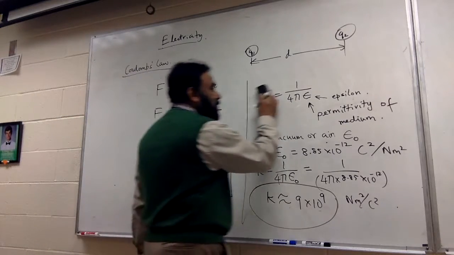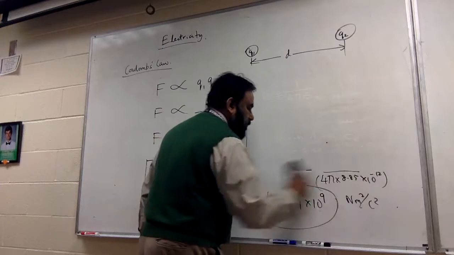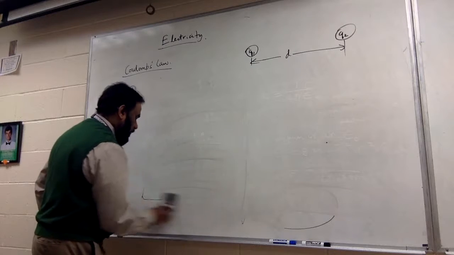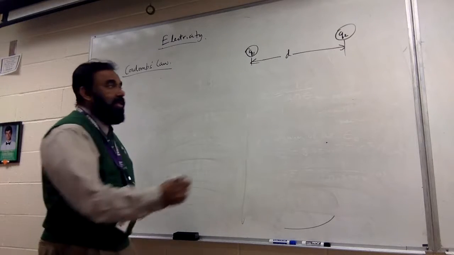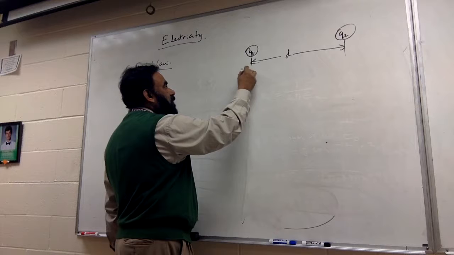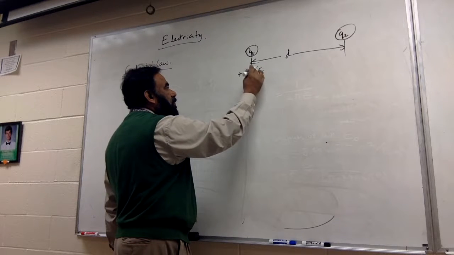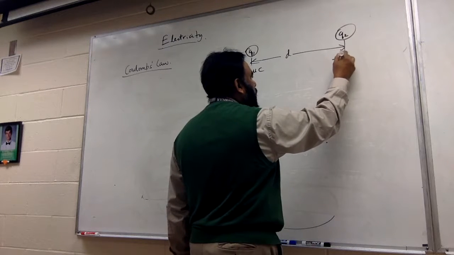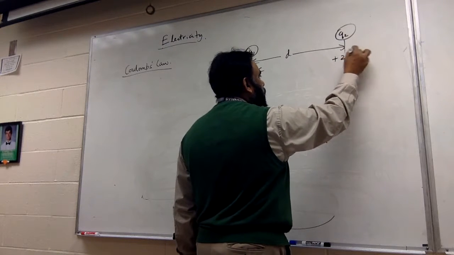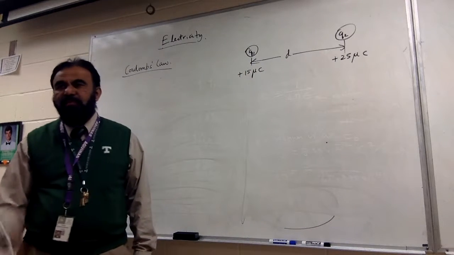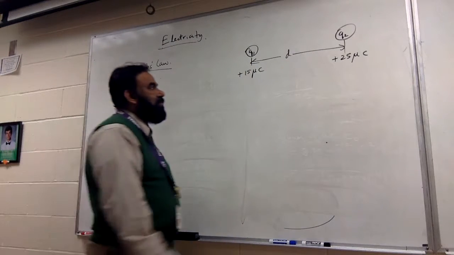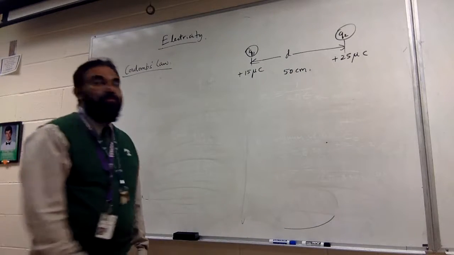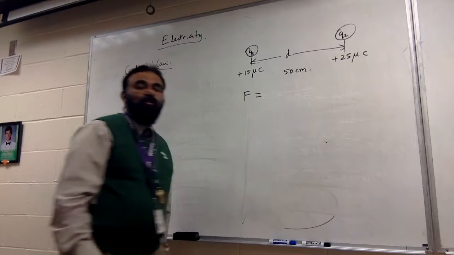Now, just to give you an example, let's say this charge is a positive 15 microcoulombs. And this one is a positive 25 microcoulombs. Microcoulombs, very tiny. And if the distance between them is 50 centimeters, what is the force between them? Is it going to be attraction or repulsion?